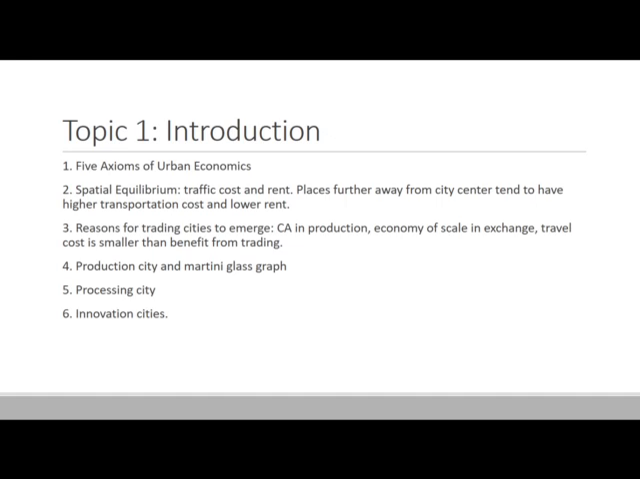Okay, and next to that, I showed you the models of different kinds of cities. In general, we have production cities, processing cities, and innovation cities. And among them, in general, the model for production city will be the most important. This is the so-called Martini glass graph.